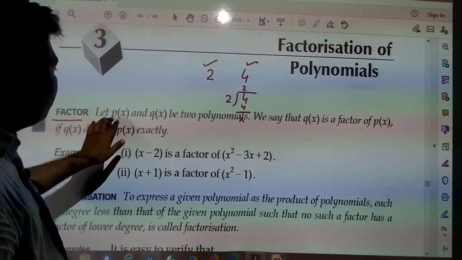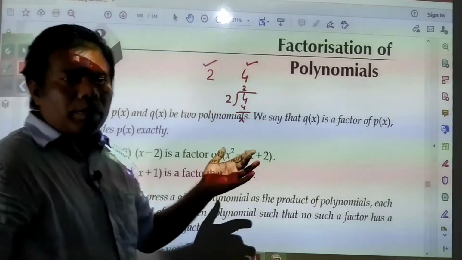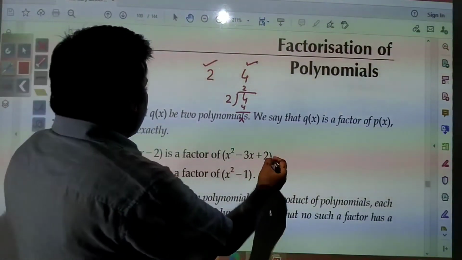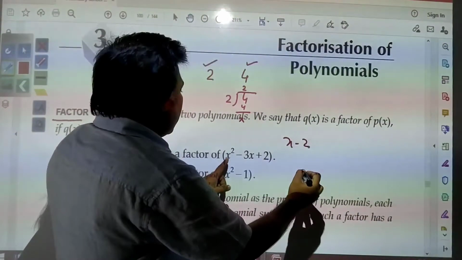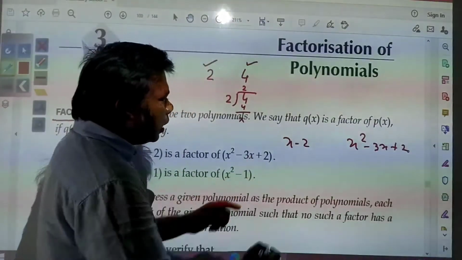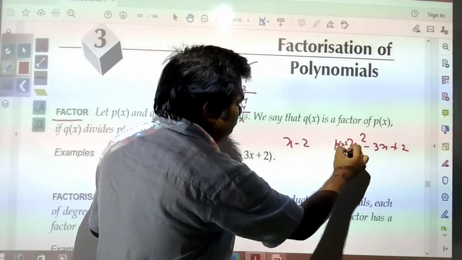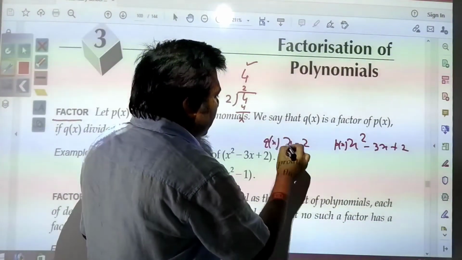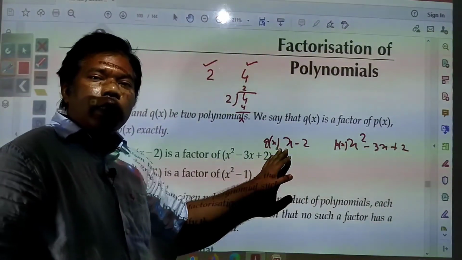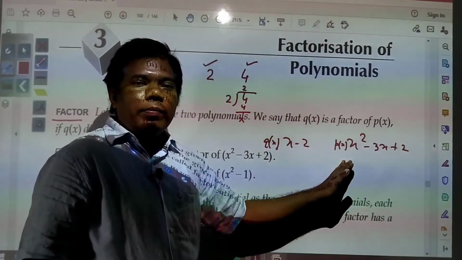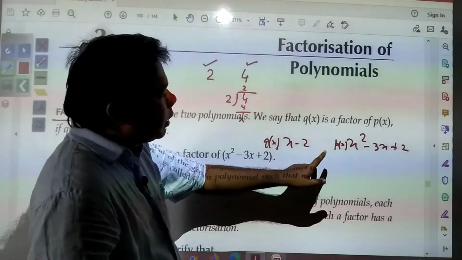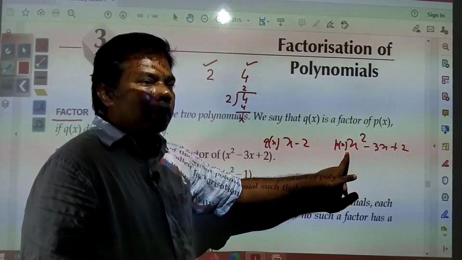Here you see, let P(x) and Q(x) be two polynomials. Suppose you have, as an example, x minus 2 and x square minus 3x plus 2. This is your Q(x) and this is your P(x). If P(x) is divided by Q(x) and it divides exactly, leaving no remainder, meaning the remainder is 0, then this Q(x) will be called a factor of P(x).